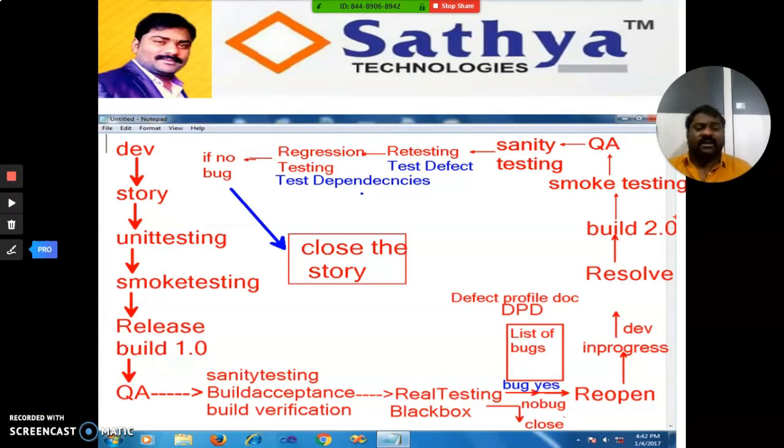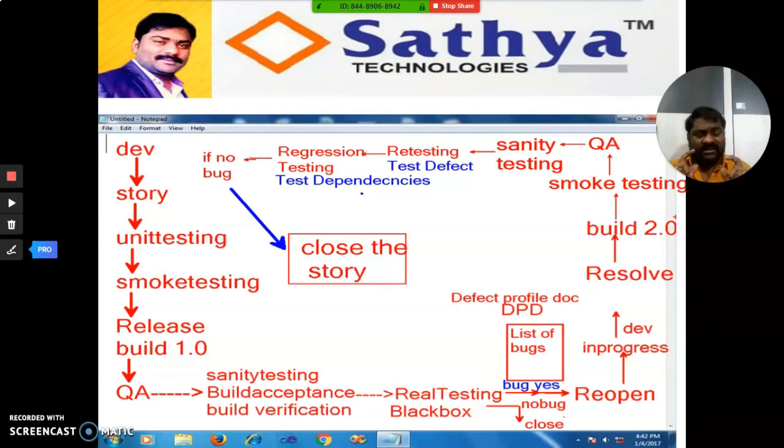So I already told you that the developer will develop the story. Story is nothing but a small piece of code that was developed. The Scrum team will be involved in developing a particular story. Once the story development is done, the developer will do unit testing. Unit testing means the testing that was done by the developer. So a login form is one story.